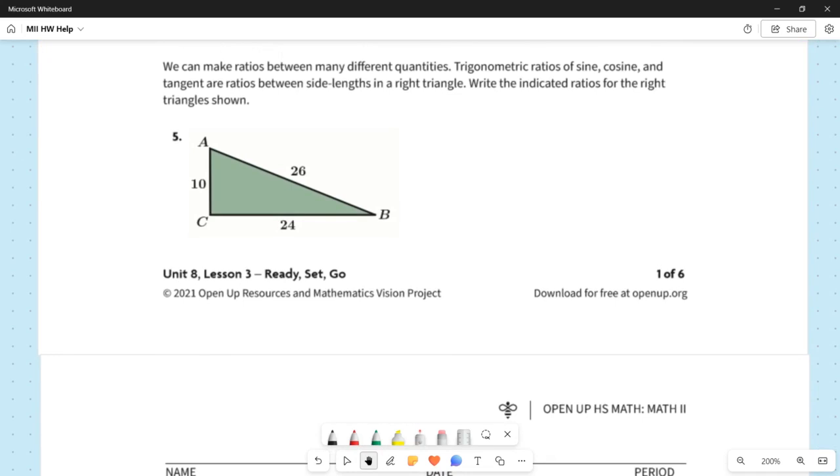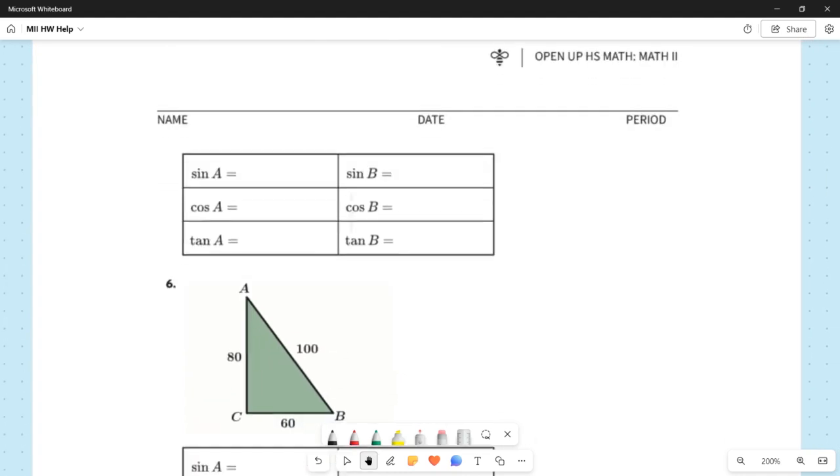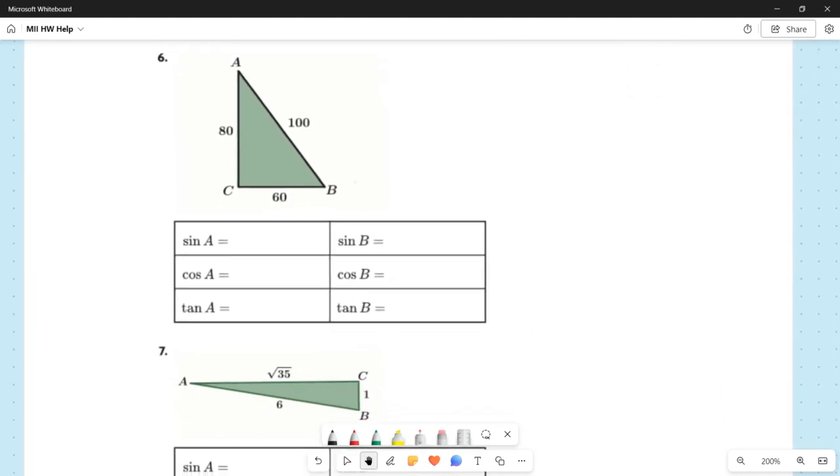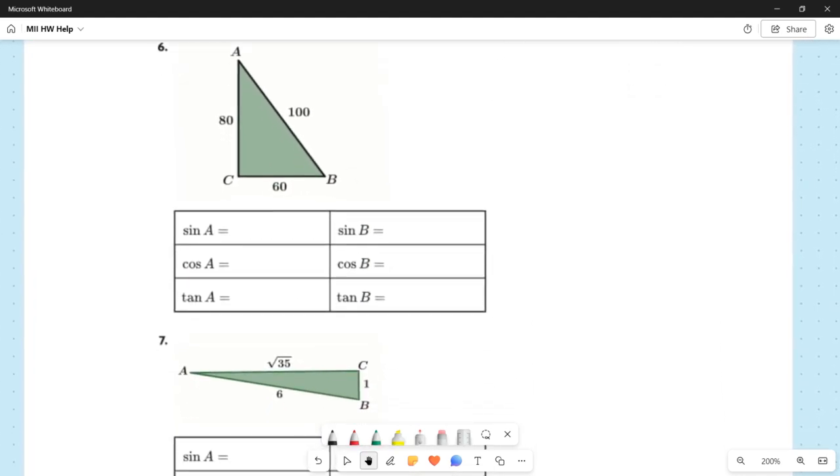The next set of questions, the directions say, we can make ratios between many different quantities. Trigonometric ratios of sine, cosine, and tangent are ratios between side lengths in a right triangle. Write the indicated ratios for the right triangles shown. First assigned question was number 6.